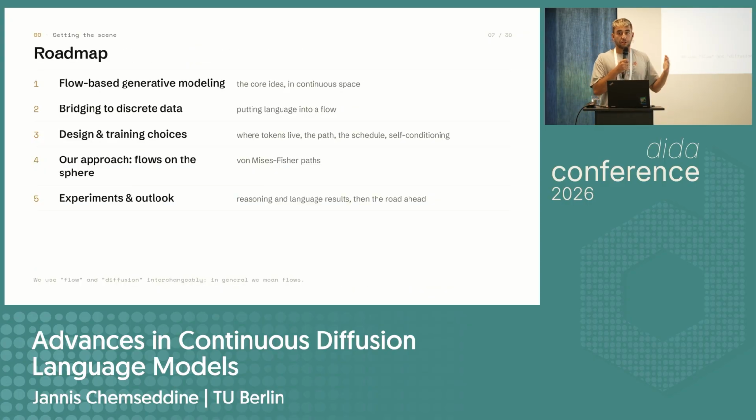So a quick roadmap, what we're going to do. First, I'm going to give a short introduction into flow-based generative modeling. So I have to say here, we use flows and diffusions interchangeably, but in general we mean flows, and so we do the core idea how to do this in general, and then we're going to look at how do we do this for discrete data, right? How do we get the language in there? Now we're going to look at some design and training choices which I want to highlight, some most important ones, and then I'm going to showcase a little bit of our approach, so what we did this year basically, and look at some of our experiments and some outlook where we think the field is going.